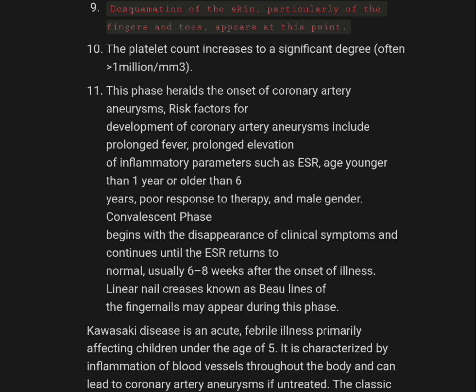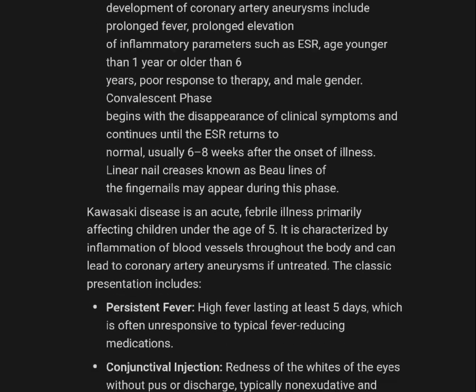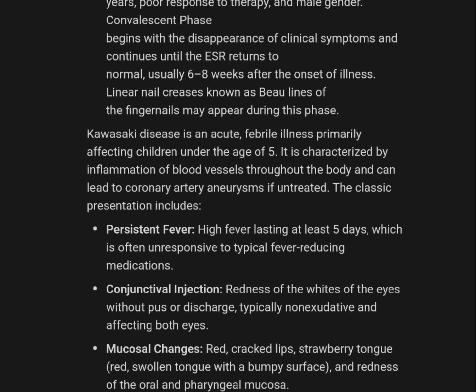The convalescent phase begins with the disappearance of clinical symptoms and continues until the ESR returns to normal, usually 6 to 8 weeks after the onset of illness. Linear nail lines known as Beau's lines may appear on the fingernails during this phase.